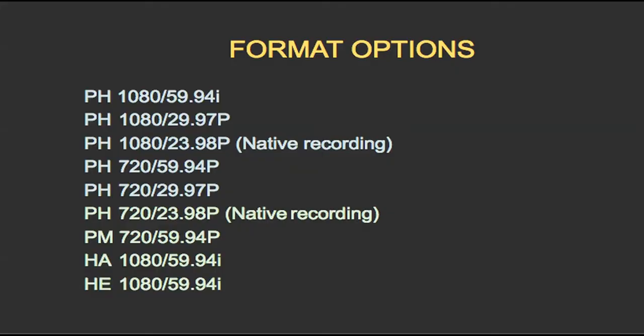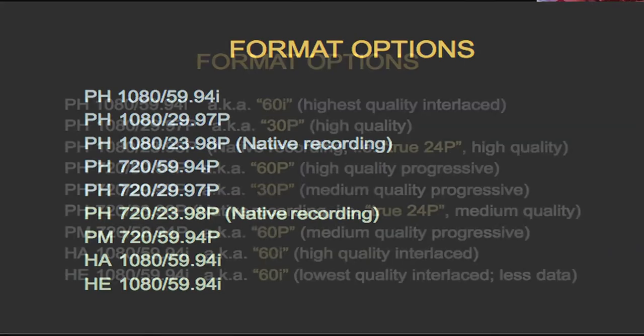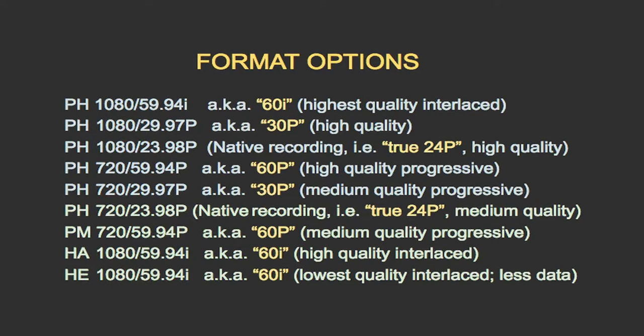Because again, there are some choices that do have to be made. You have to decide, for example, whether it's going to be progressive or interlaced. First of all, there are a lot of letters on the left side there, PH and PM, and it sounds like a pharmacy. Those are just Panasonic designations. PH is actually the highest quality.